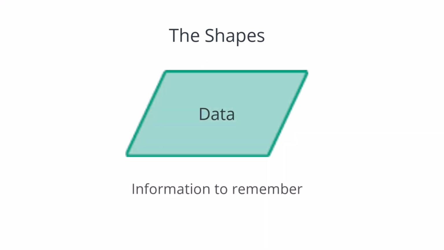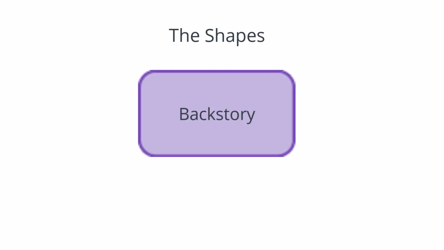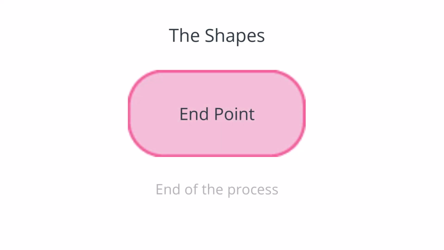The data shape represents information that you should take note of and remember because you might need it later on in the process, so write it down or make a mental note. The backstory is for providing additional contextual information to help your end user understand the nuances or specific details about the process. The endpoint represents the end of the process. You see this shape and you know you've finished what you were doing.